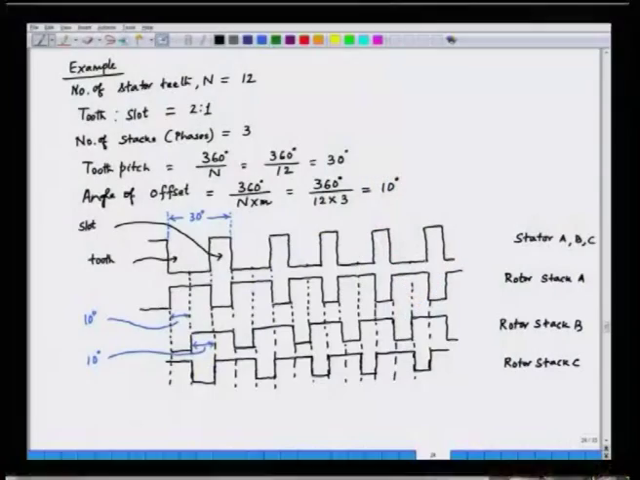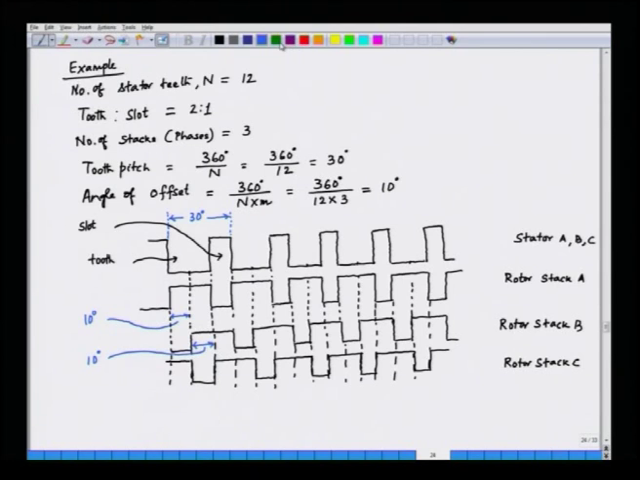So, in fact, what we see here is that the MMFs, or the flux lines, will be in phase A, this is in the tooth, and so on. So, the stator stack A teeth are aligned along that particular flux lines or the MMFs. Now, we de-energize phase A and energize phase B. Now, when we energize phase B, all the stator phases are aligned. So, the same thing will be happening for phase B also.